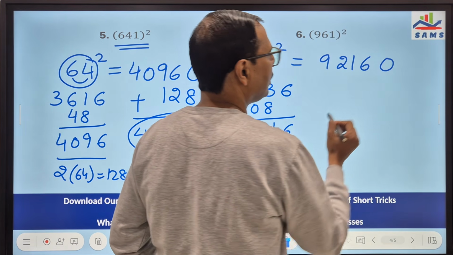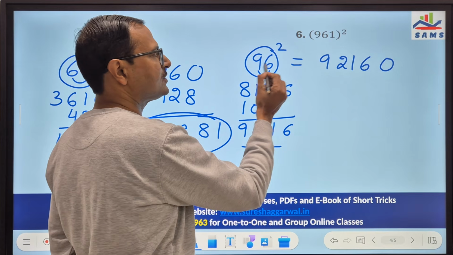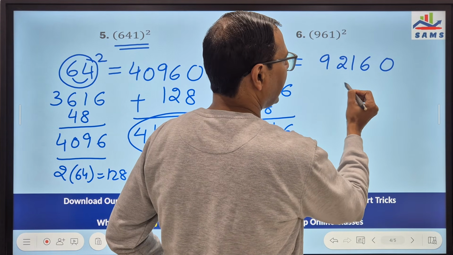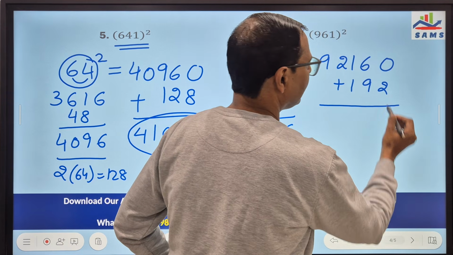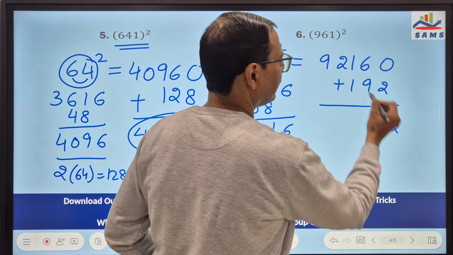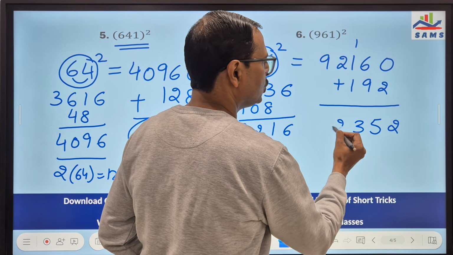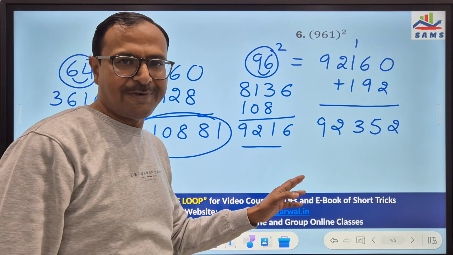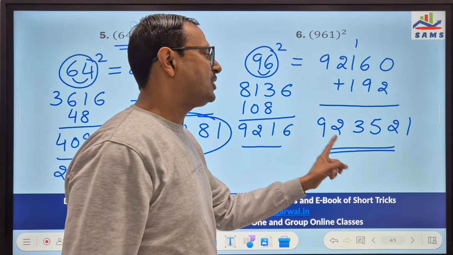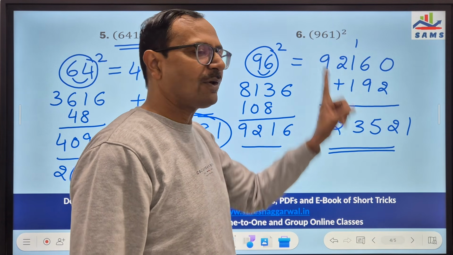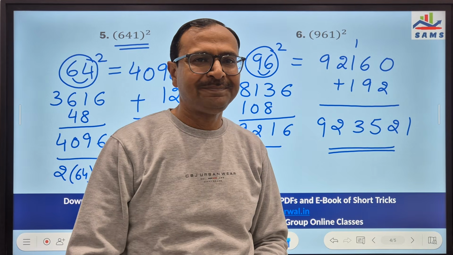So this is 9216 followed by a 0, and double of 96 is 192. So I will add 192 to this result, which gives me 2, and then 15, 5, 1 carry, so 3, 2, 9. 92352, and then suffix a 1, and here is the result. 923521 is the square of 961.